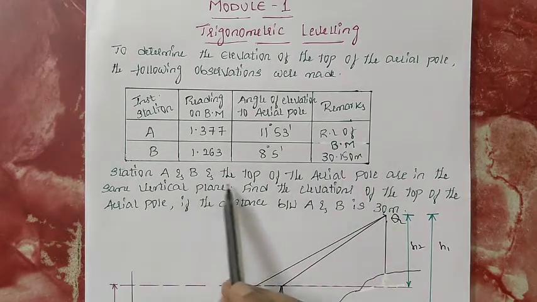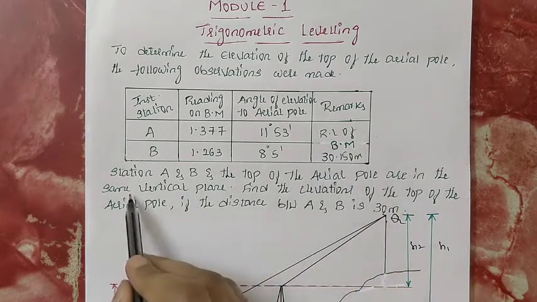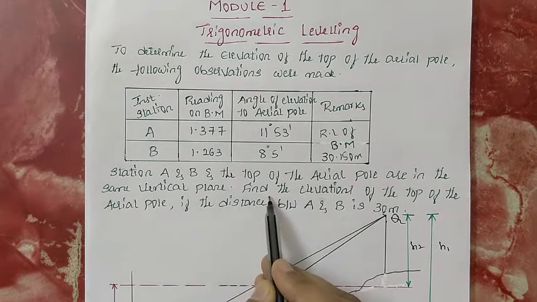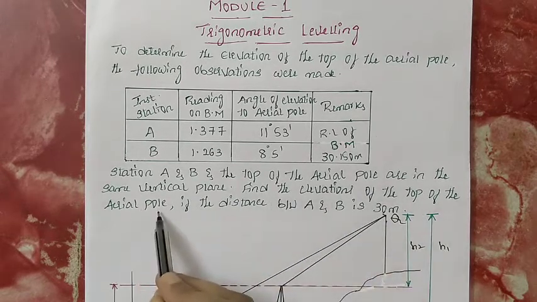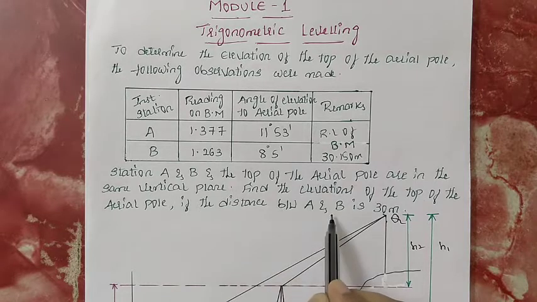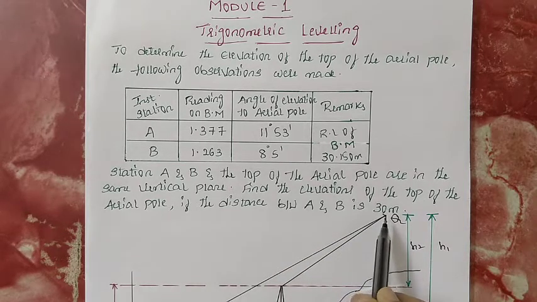Station A and B and the top of the aerial pole are in the same vertical plane. Find the elevation of the top of the aerial pole if the distance between A and B is 30 meter.